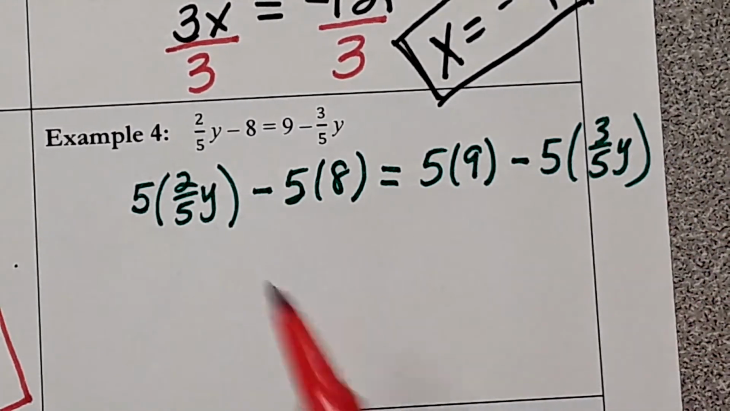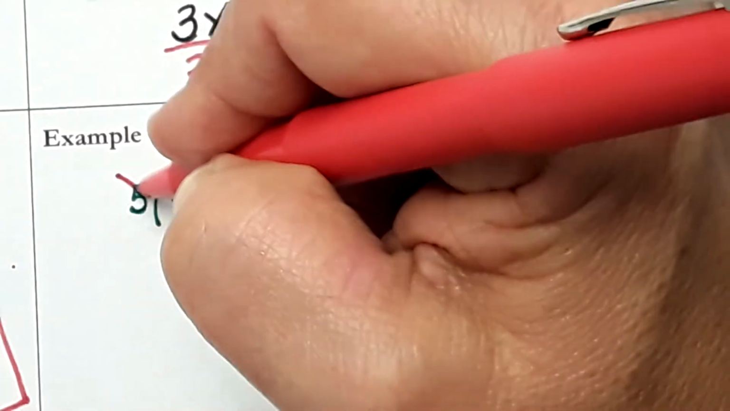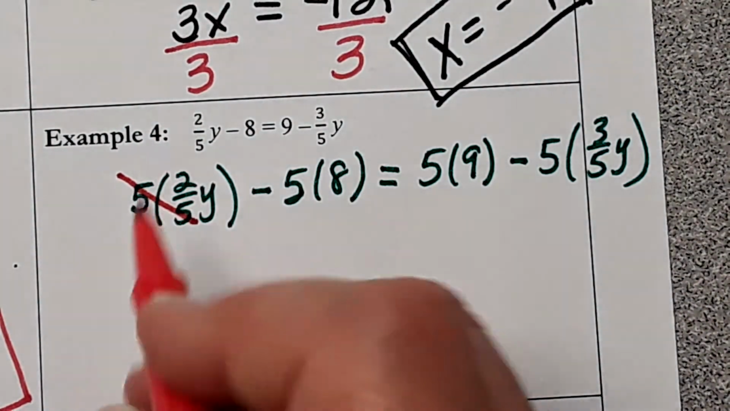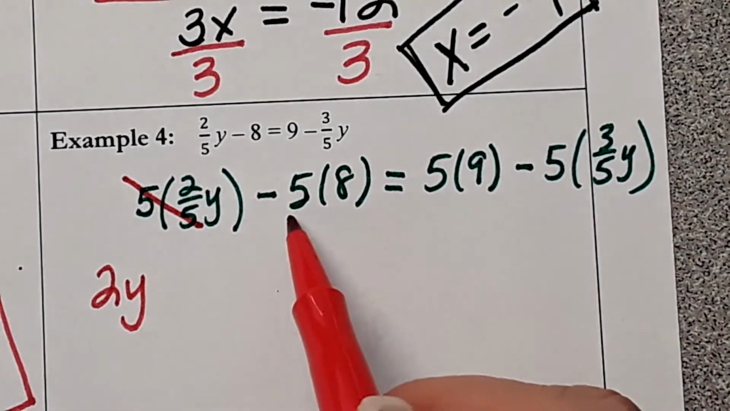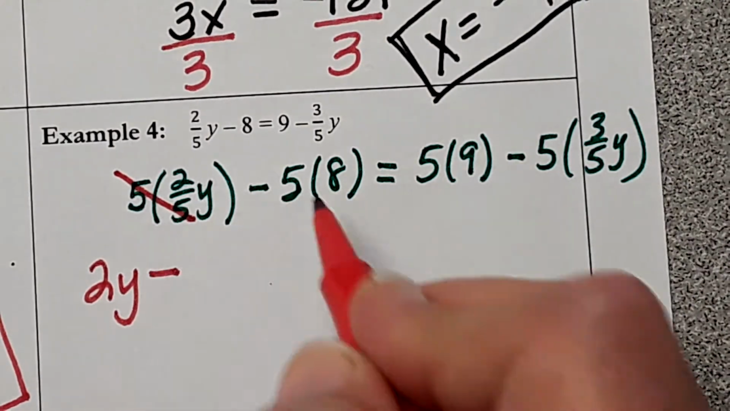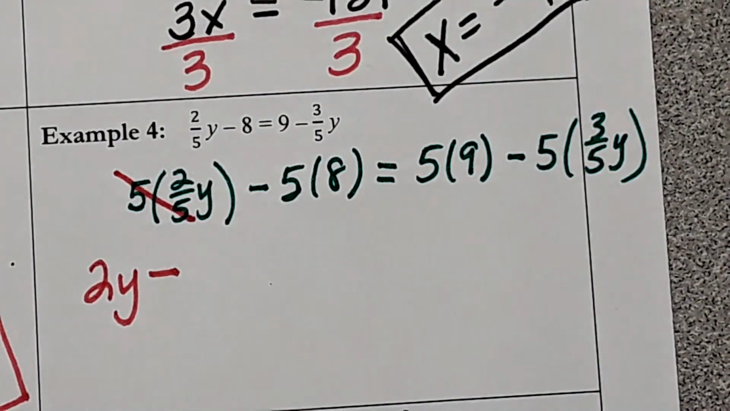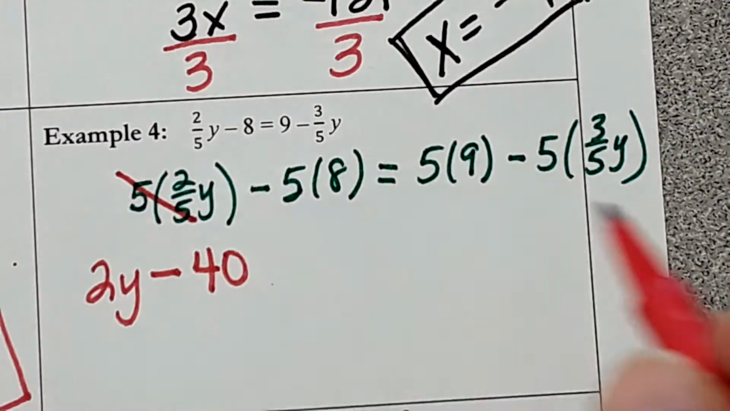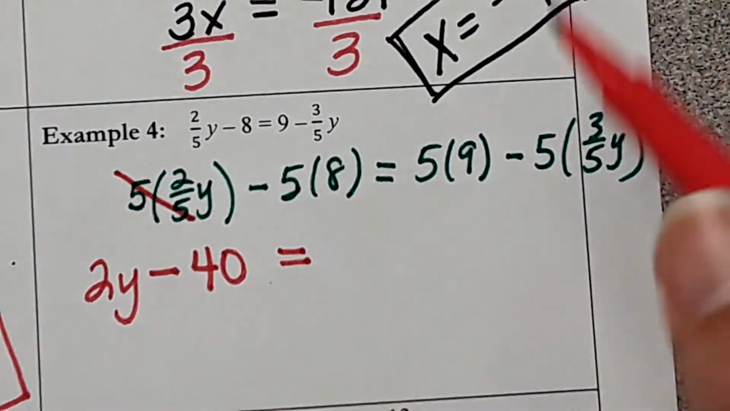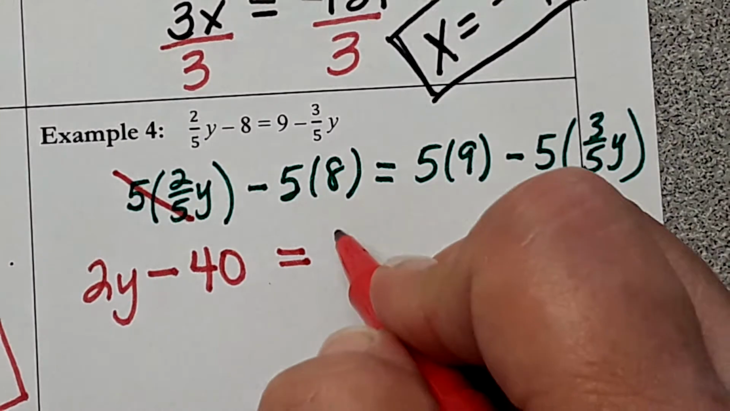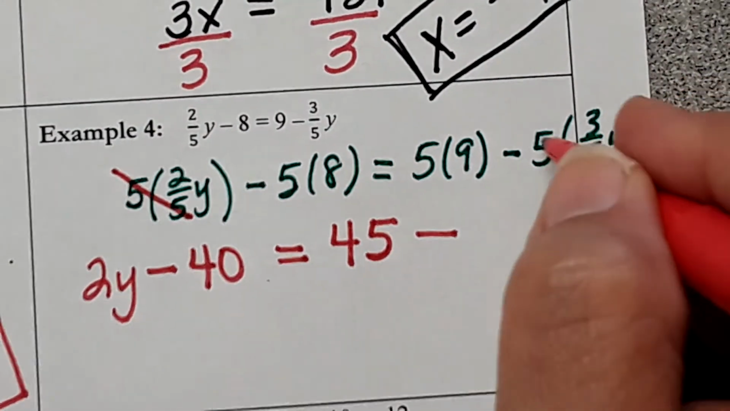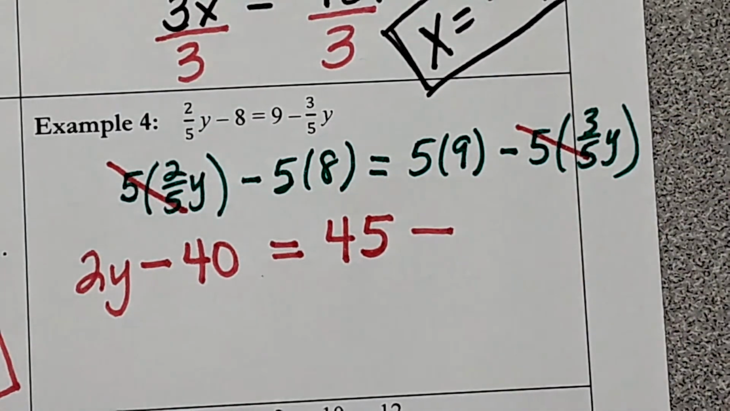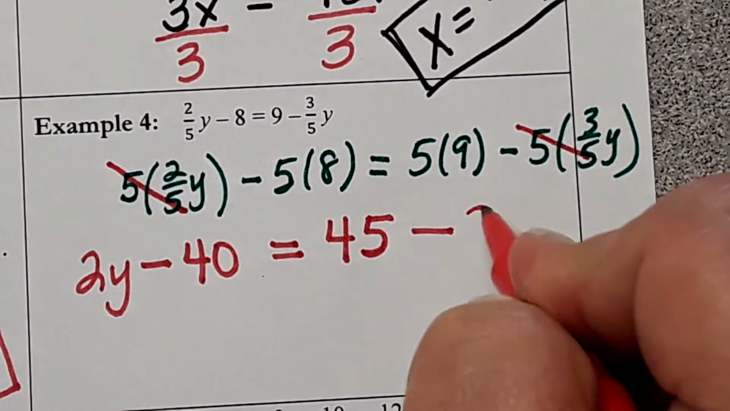So you guys, 5 times 2/5, these 5s cancel out, and you're left with 2y. That subtraction sign stays. And what is 5 times 8? Now we're going to put that equal sign in. What is 5 times 9? Yep, 45, minus... yep, these 5s, only the 5s cancel out. The y doesn't cancel out, the y stays. So the 5s cancel out and I'm left with 3y.